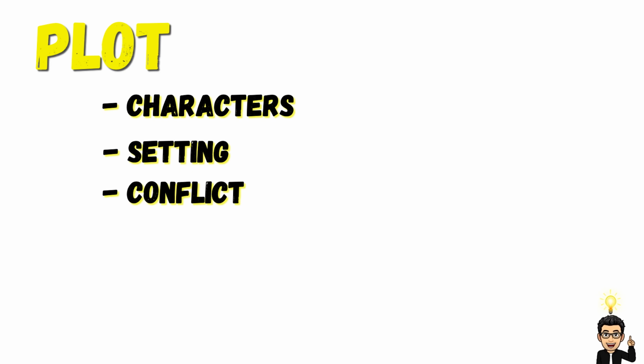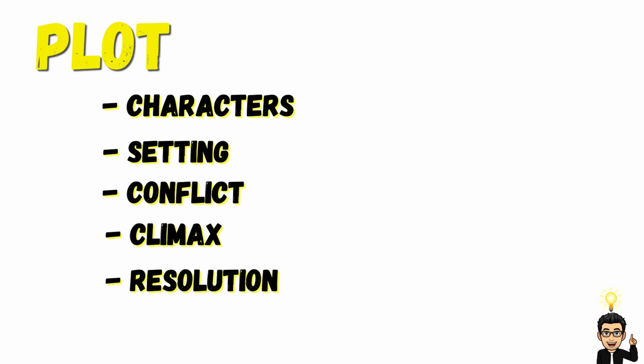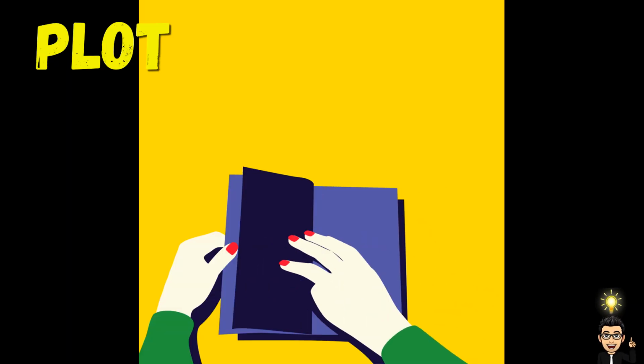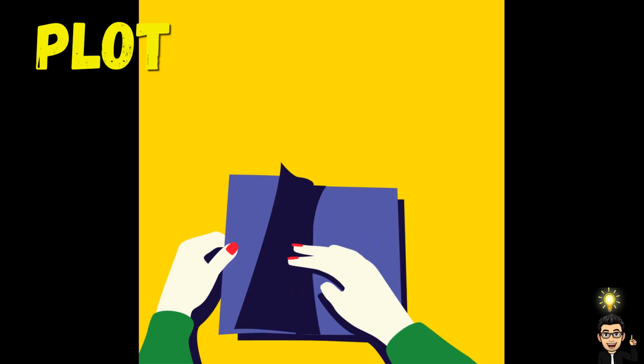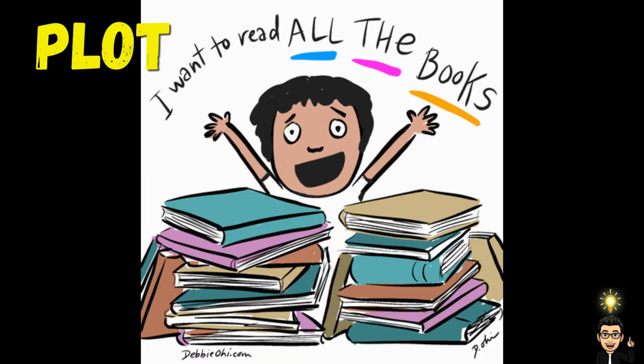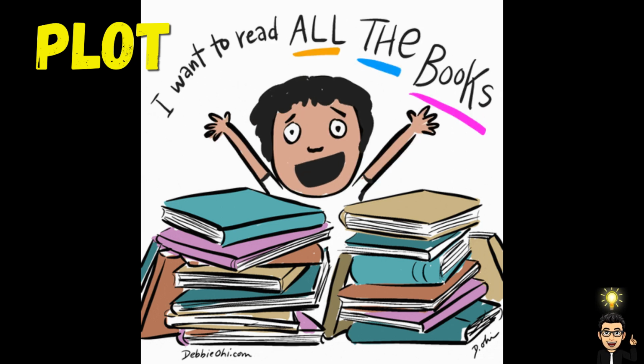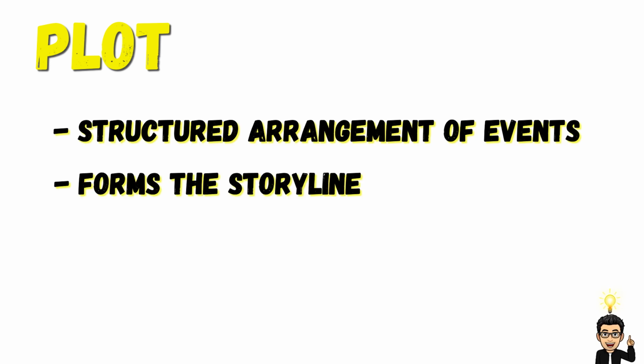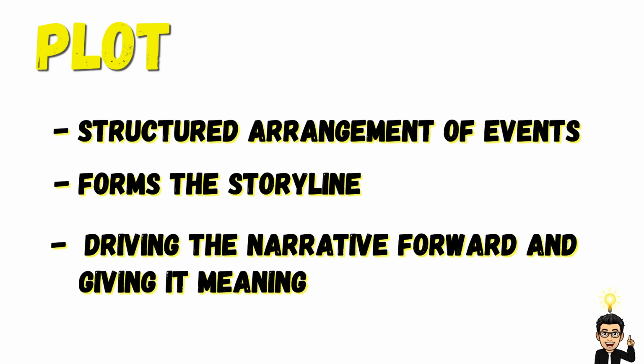The plot typically includes the introduction of characters, the setting, the central conflict or problem, and the various events that lead to a climax and ultimately to the resolution of the story. It's the framework that guides the reader or audience through the beginning, middle, and end of the story, ensuring that the narrative flows logically and keeps the audience engaged. In summary, the plot is the structured arrangement of events that forms the storyline, driving the narrative forward and giving it meaning and direction.